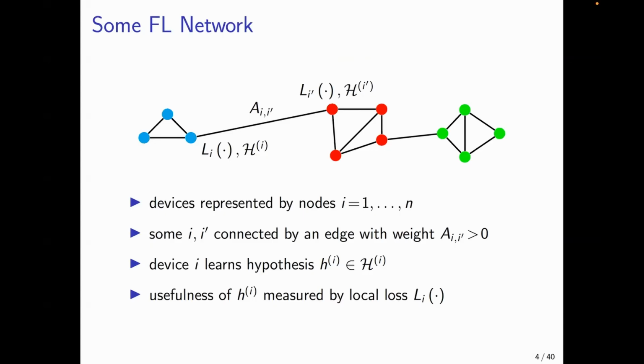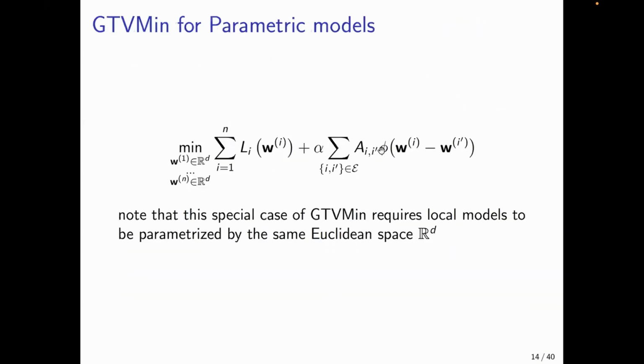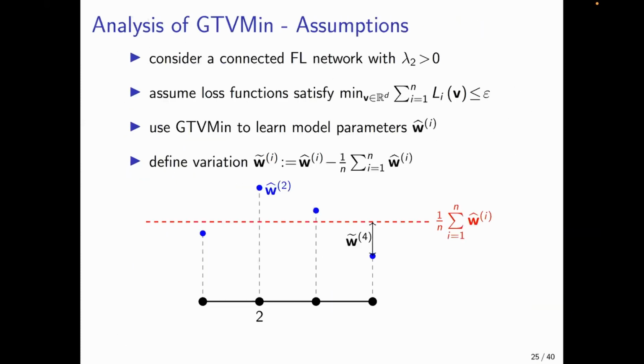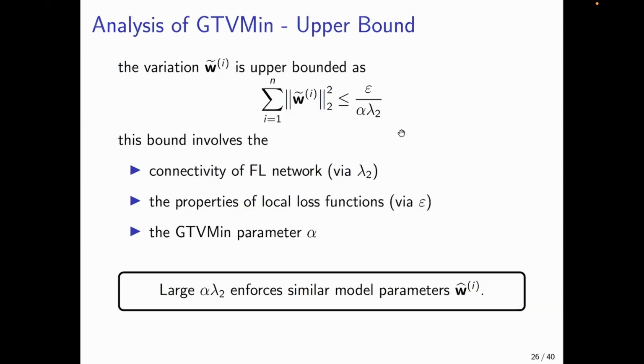So when we solve GTV-min, the solutions of GTV-min depend both on the properties of the local loss functions and on the properties of the federated learning network or the graph, the connectivity structure. And this bound tells us to some degree how they interact. So if we want to have each node ending up with the same model parameters, or a copy of the same global model, we must make sure that epsilon is small and or that alpha times lambda 2 is sufficiently large.